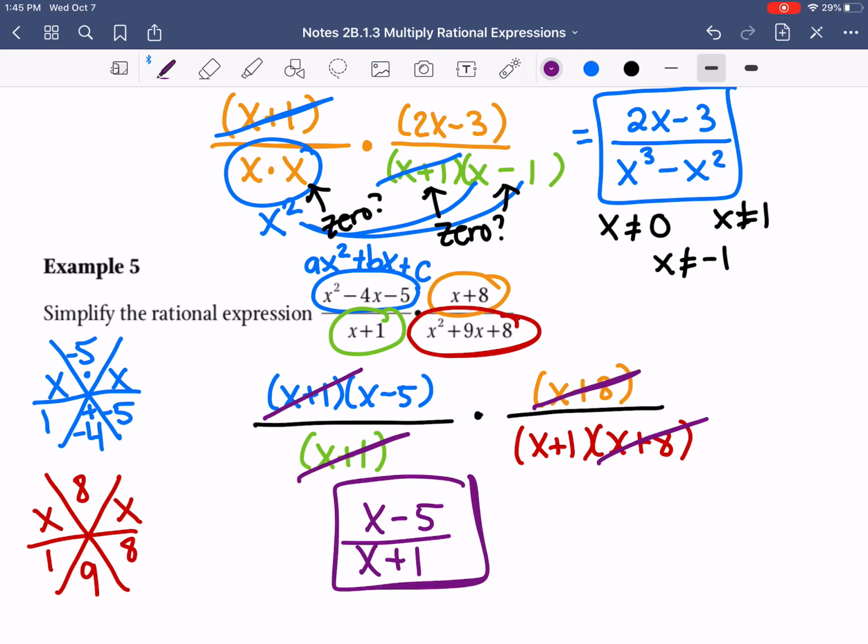So I cannot cancel the x's. Don't try to cancel these out. You can't cancel them because they're holding hands, even though I took them out of the parentheses. For my invalid values, these two are the same, right? So what would make 0? Negative 1. What would make 0 here? Negative 8. So we just say x can't be negative 1 or negative 8.